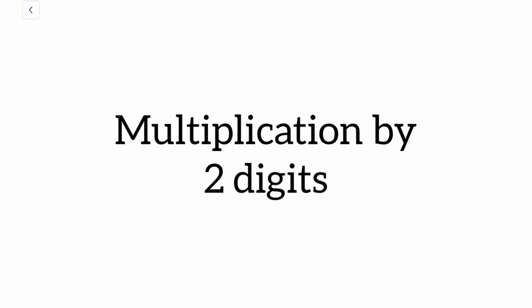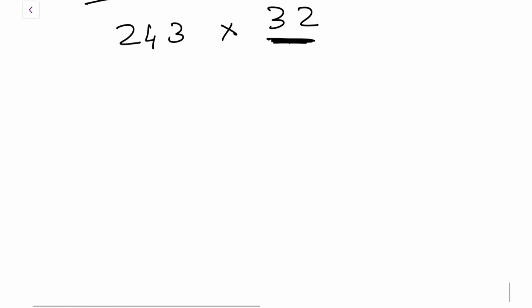Okay, now let's look at multiplication by 2 digits. We have seen multiplication by 1 digit so far. How do we do multiplication by 2 digits? Now there are 2 methods to do it. So I'll show you the first method. Method 1. Let's take the example of 243 into 32. Here's your 2-digit multiplier. How do we do multiplication when there is a 2-digit multiplier? Okay. This is method 1.